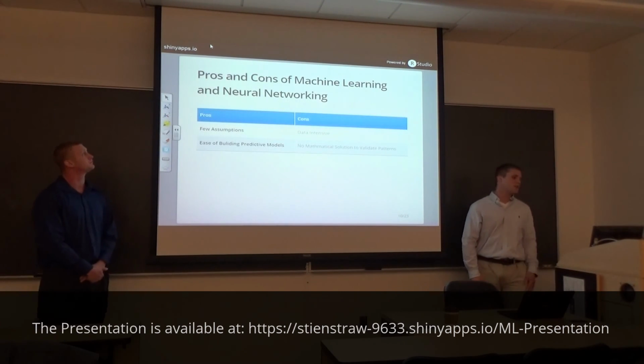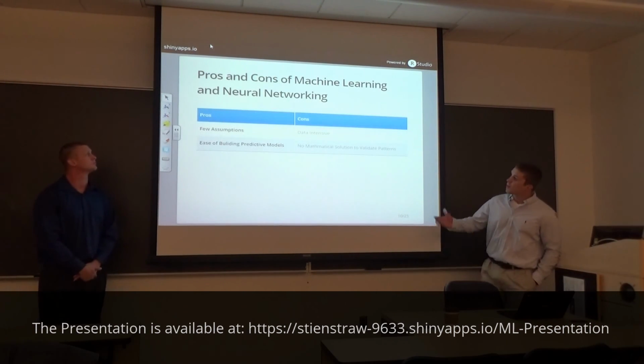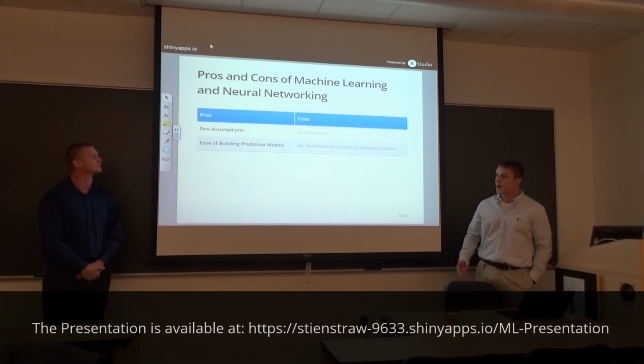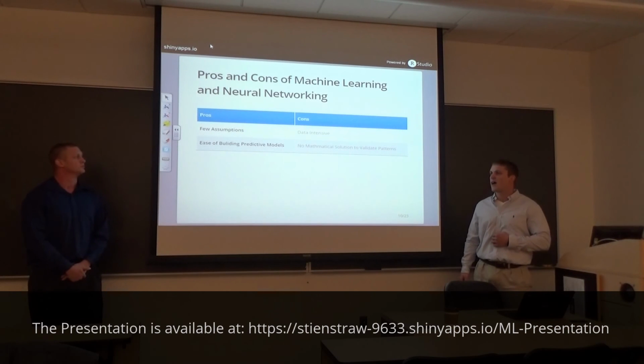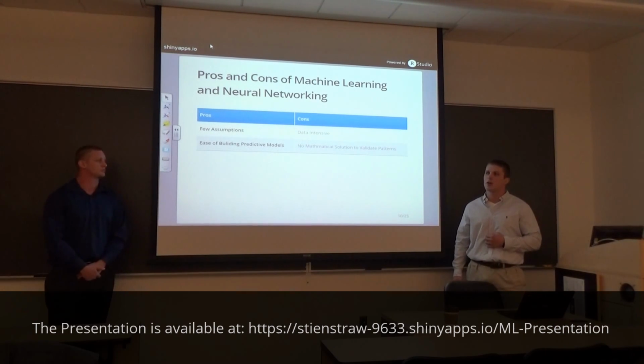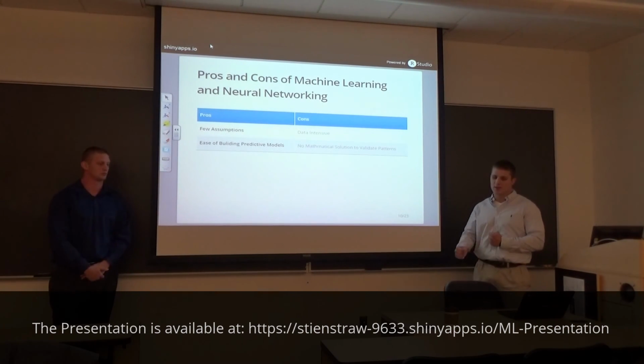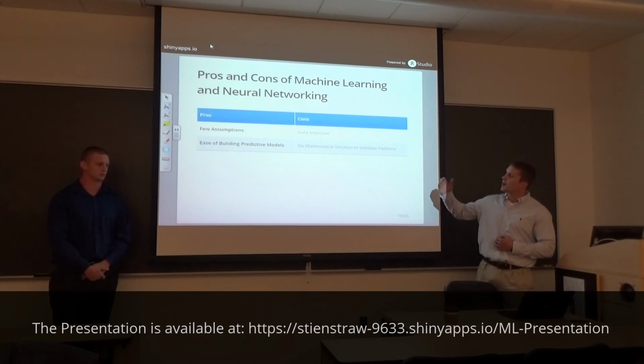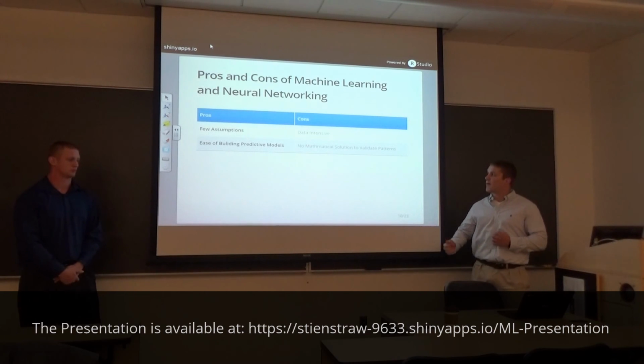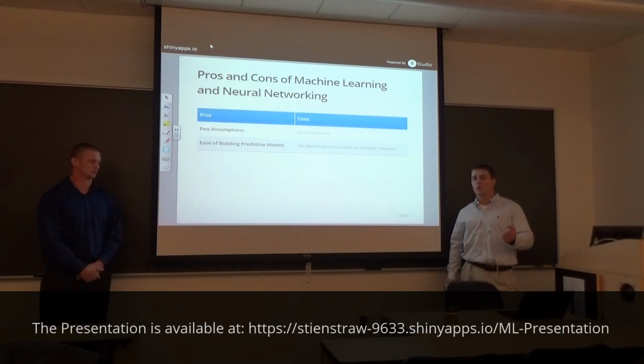Some of the pros and cons of machine learning. The pros: few assumptions are made compared to traditional Black-Scholes, and there's an ease of building predictive models. It takes relatively few input observations for it to make some predictions based upon those inputs. The cons are that it's data intensive. I mentioned that '94 was the groundbreaking research on the machine learning and neural networking for Lo, Hutchinson, and Poggio.